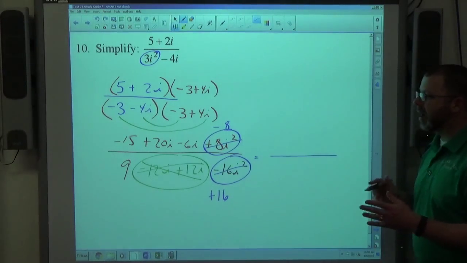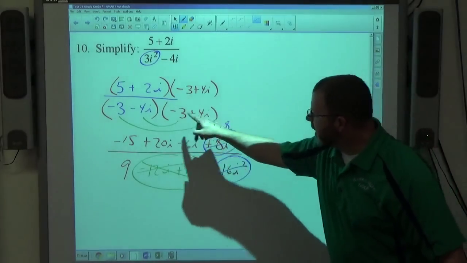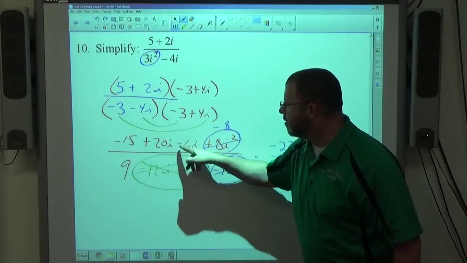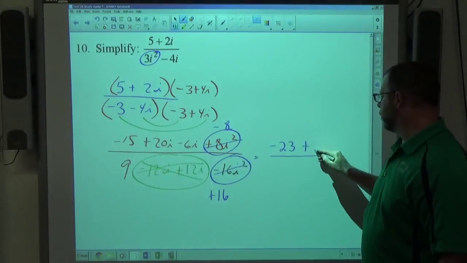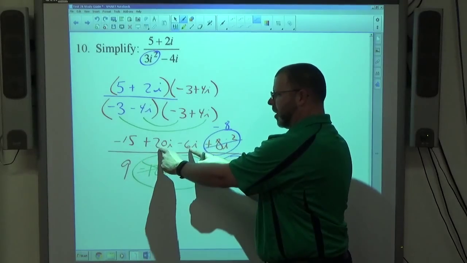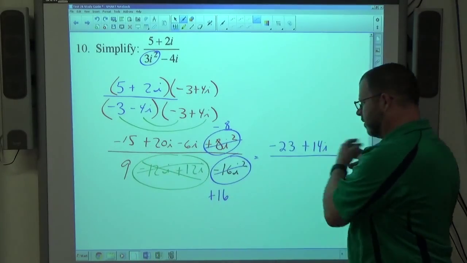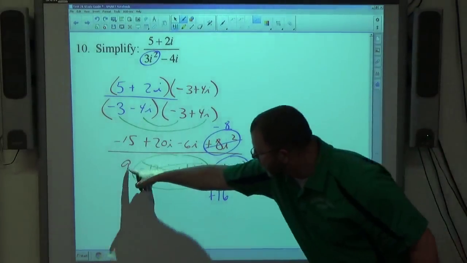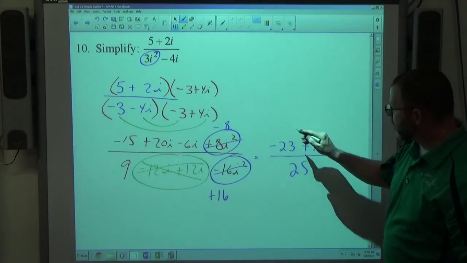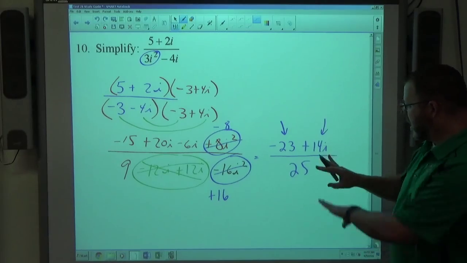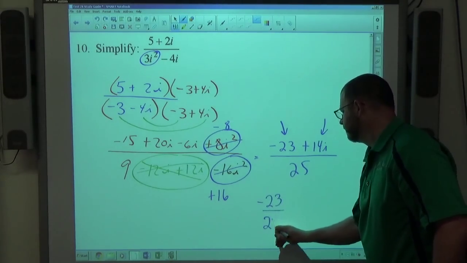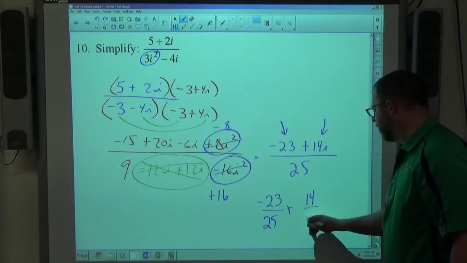So now if I combine my real numbers, negative 8 minus 15 is negative 23. Add the imaginaries, 20i minus 6i is positive 14i. Same sign, add, bigger number negative. Opposite sign, subtract, bigger number positive. You get what you get. On the bottom, 9 plus 16 is 25. And the final step on a complex number problem: real first, imaginary second, split them apart into two separate pieces. So negative 23 25ths plus 14 25ths i.